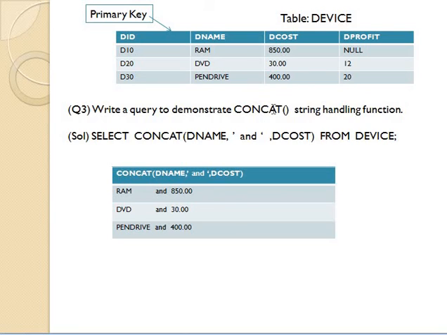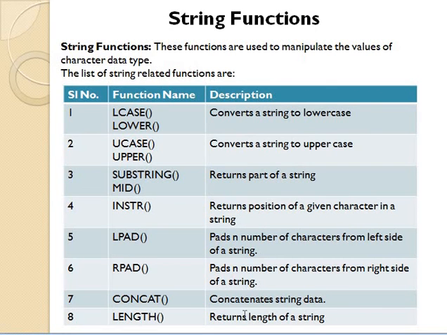Now what is this concat function? The concat function is a function which concatenates the string data. For example, if you have 2 different strings and you wish to concatenate both these strings, then you have to use this concat function. Concatenation means merging or joining of strings. So if you are using 2 different strings and you wish to combine or join them, use this concat function.